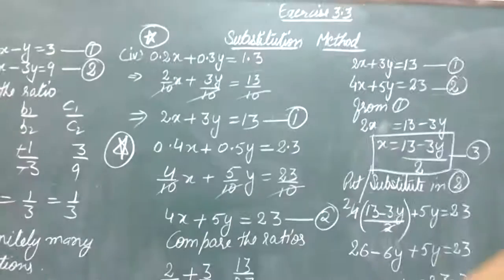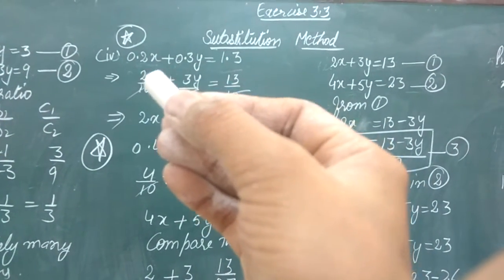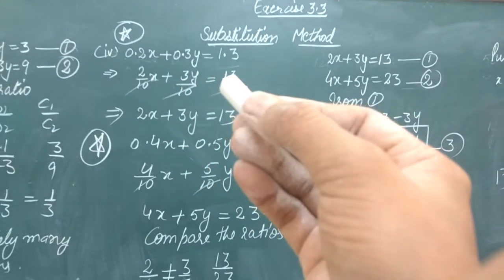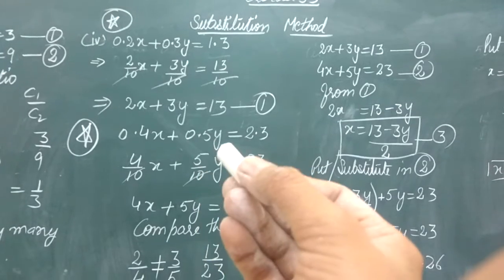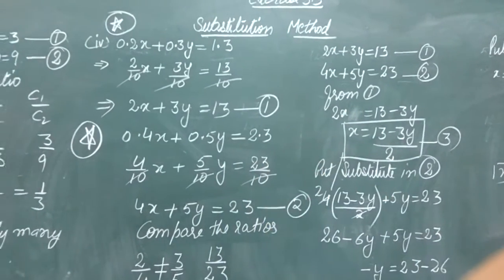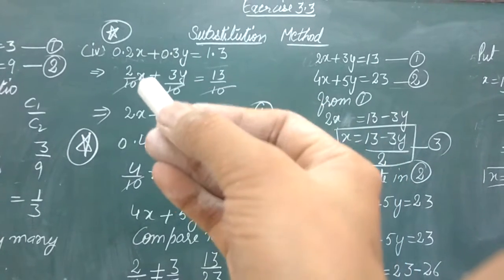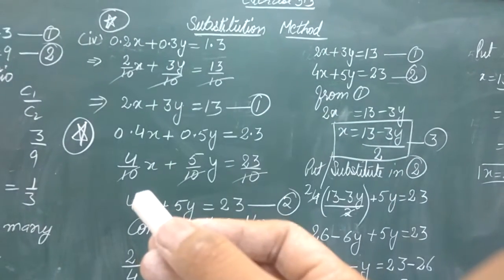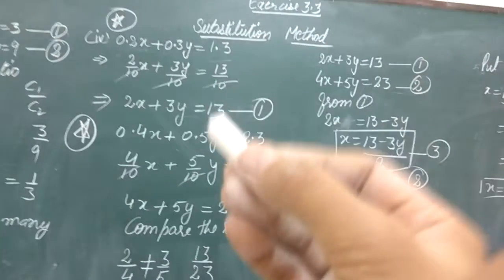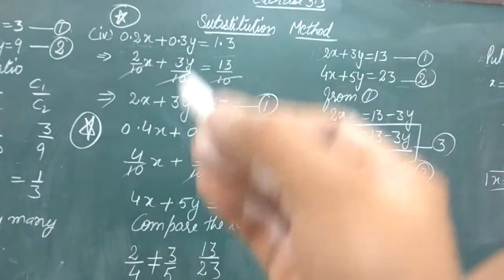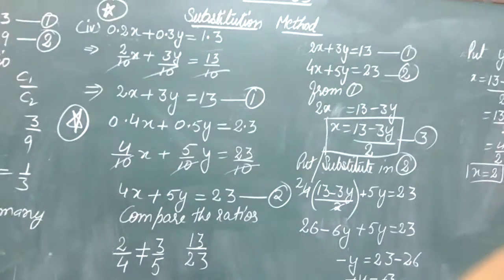Second is the fourth question. First equation is 0.2x plus 0.3y is equal to 1.3. Second equation is 0.4x plus 0.5y is equal to 2.3. Dear students, first of all, we will remove the decimals of these two equations to make our question easier. Or otherwise, if you want to, you can solve them with the decimals also.